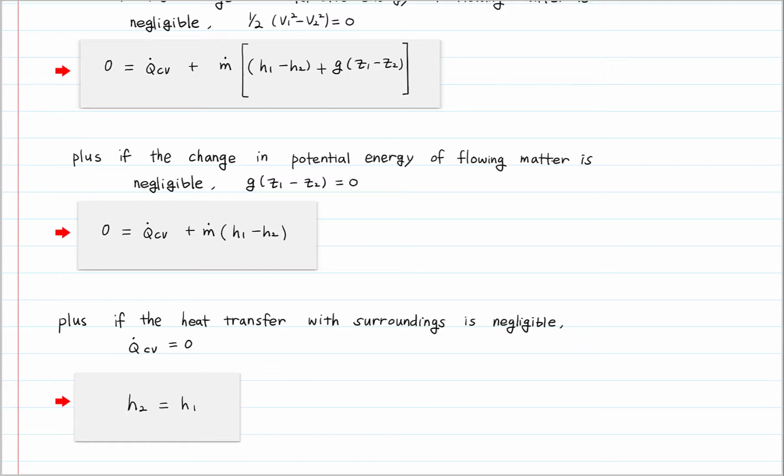If an ideal gas undergoes a throttling process, the temperature remains constant, since H, enthalpy, is a function of temperature only. For real gases, the enthalpy is not a function of temperature alone. So the temperature before the throttling device and after the throttling device may not be the same.